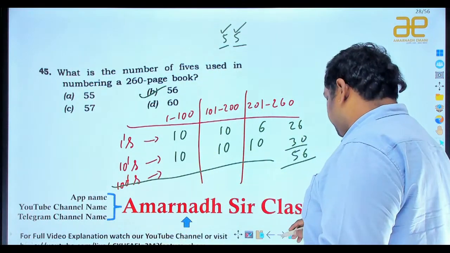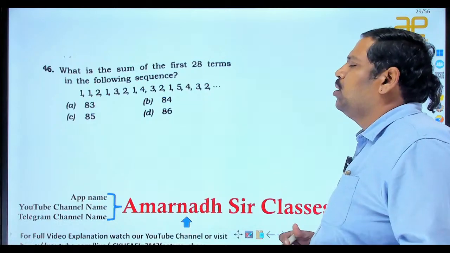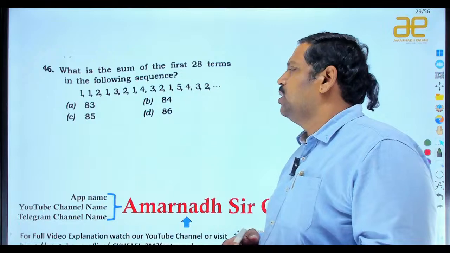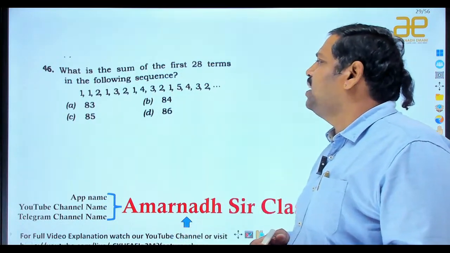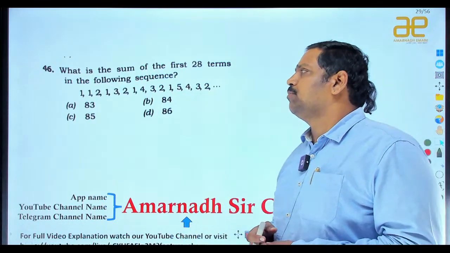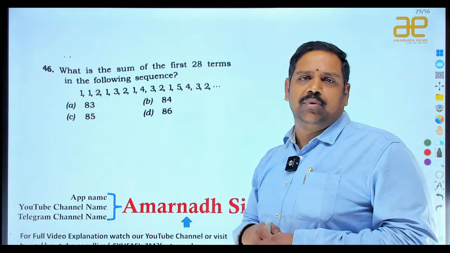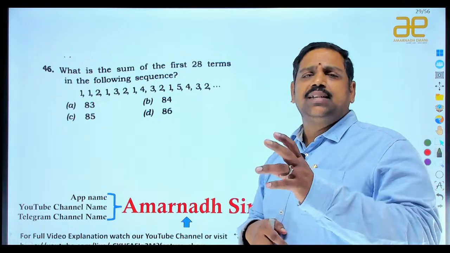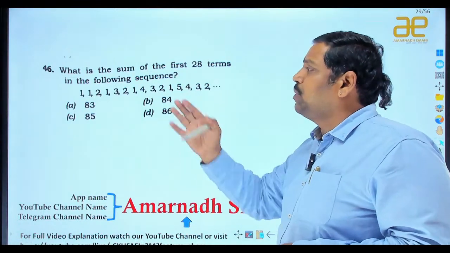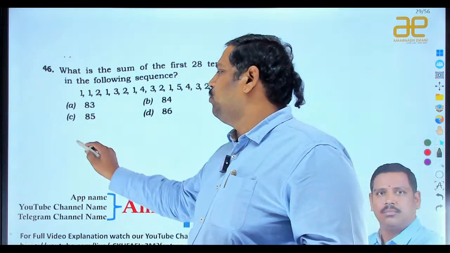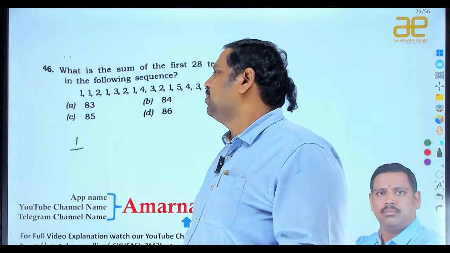Right, let's see the next beautiful one. This is a funny question that he has given. What is the sum of the first 28 terms in the following sequence? So in this sequence, he is asking about the sum of 28 numbers. If you want the sum, you should know the pattern, because he has not printed 28 numbers. So the pattern, if you observe, one, this is one set.